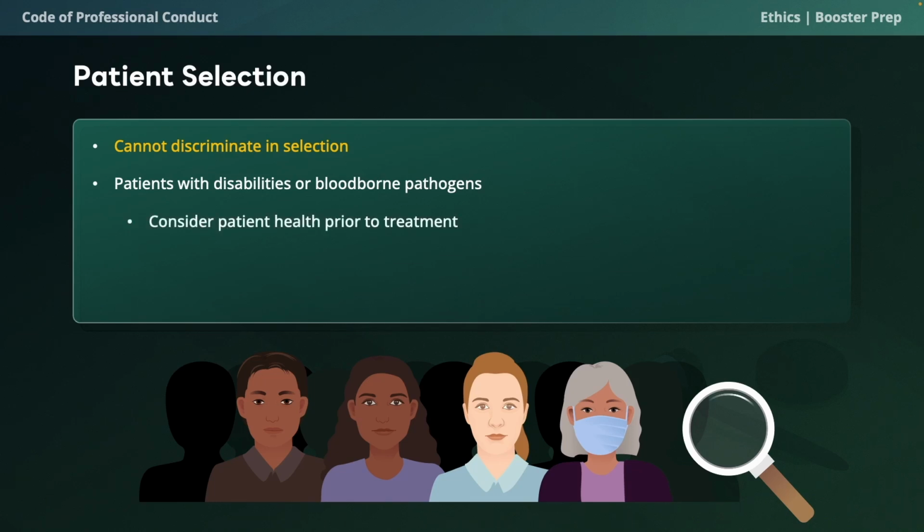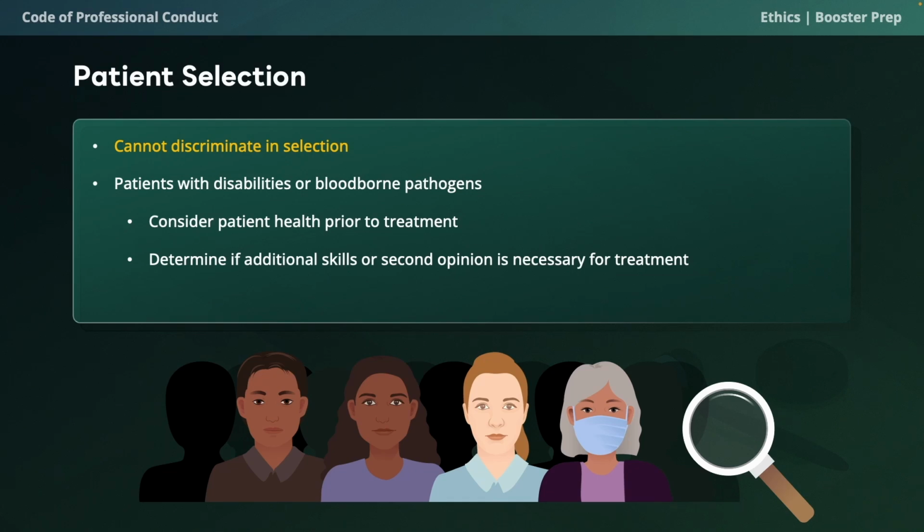In these cases, it is important to consider patient health prior to treatment, and it's always important to determine if additional skills or second opinions are necessary for treatment. You can select not to treat a patient if you think it is in the patient's best interest to see another provider. This would be in the case where you do not have the knowledge or experience necessary to provide the best care possible to the patient, and think that a specialist or another provider would serve the patient better.